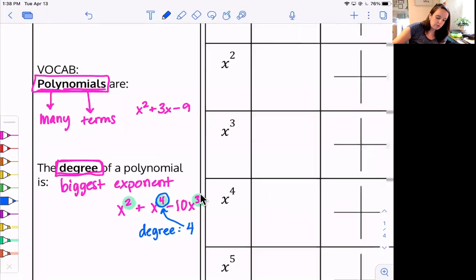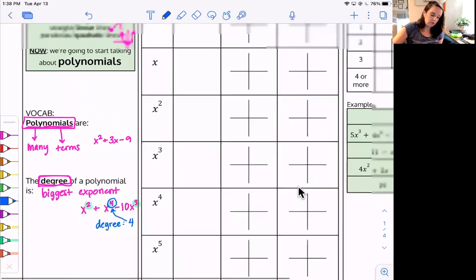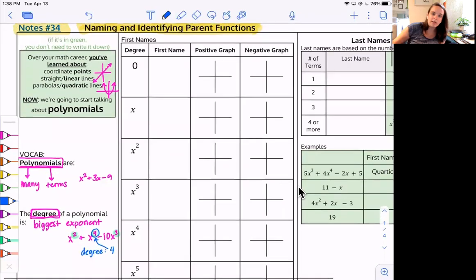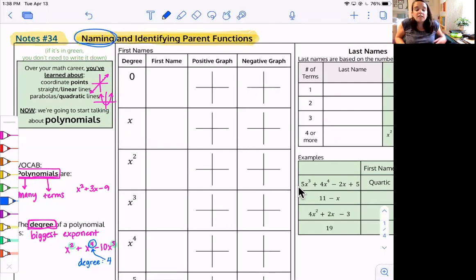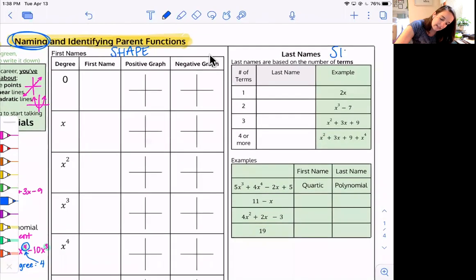All right. So we have 2 words for vocab, polynomial and degree. And now we're going to talk about how polynomials are named. Remember from our title, we're talking about naming polynomials today. Polynomials are just like us. They have first names and they have last names. Their first name is about the shape, about how they look. And their last name is about their size, how big they are. So they have shape and size.